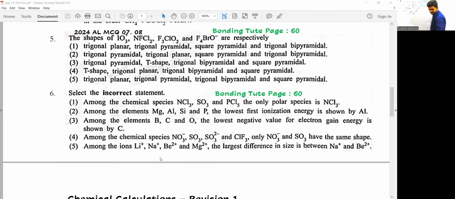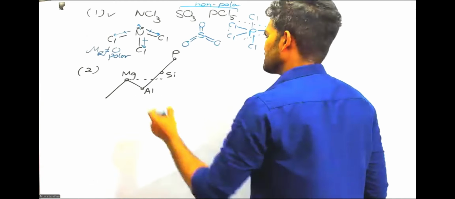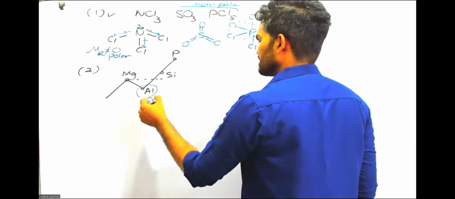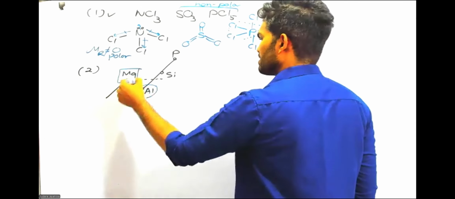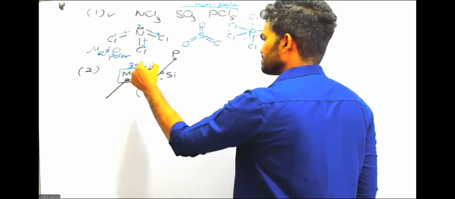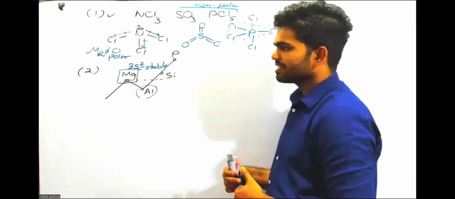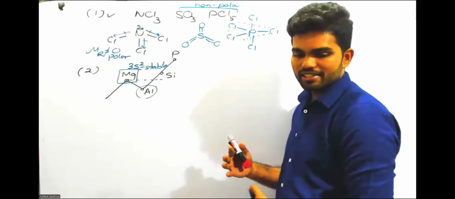This is the order. So as you can see, aluminium has the lowest first ionization energy. Why? Because magnesium was higher, you can explain why, no? It has a stable 3s2 configuration. That's why we have a higher ionization energy for magnesium.